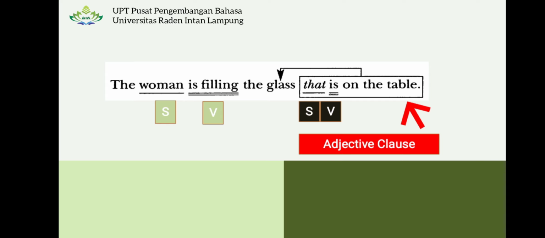Seperti yang sudah disampaikan sebelumnya, connector dari adjective clause dapat digunakan juga sebagai subjek dari adjective clause tersebut. It makes the subject of the adjective clause become having the same noun as the noun that is explained by this adjective clause. So, it has the same meaning with the woman is filling the glass that the glass is on the table.